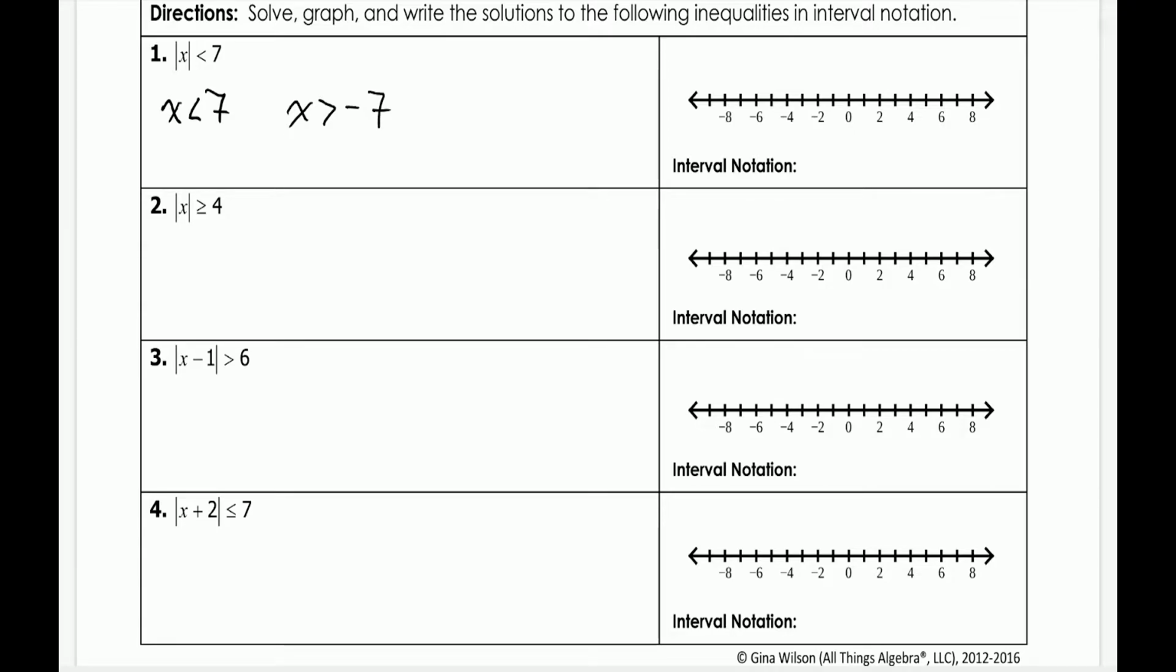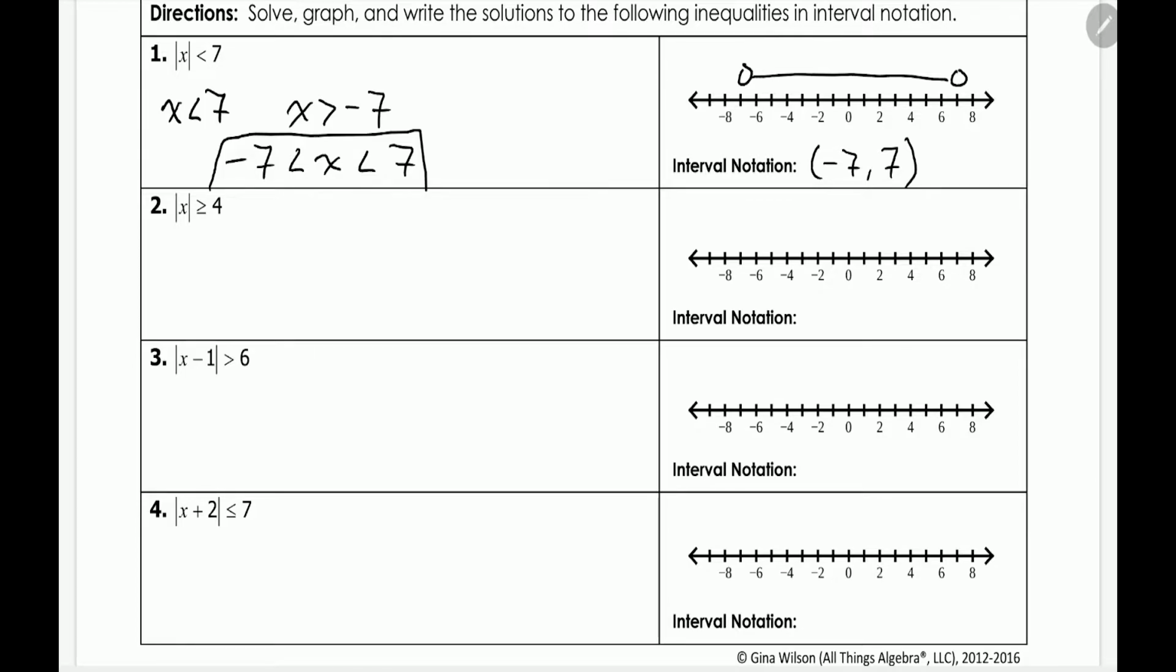So if we graph this thing, well, let's take one more step. Since it's like this, we can rewrite this to be a compound inequality like we did before. So we have negative 7 is less than x is less than 7. So this is actually our answer. So if we graph this, we go to negative 7, we have an open circle, we go to positive 7, we have an open circle, and we connect the two. Since we have open circles, they have parentheses, so negative 7, comma 7, parentheses, and we're done with number 1.